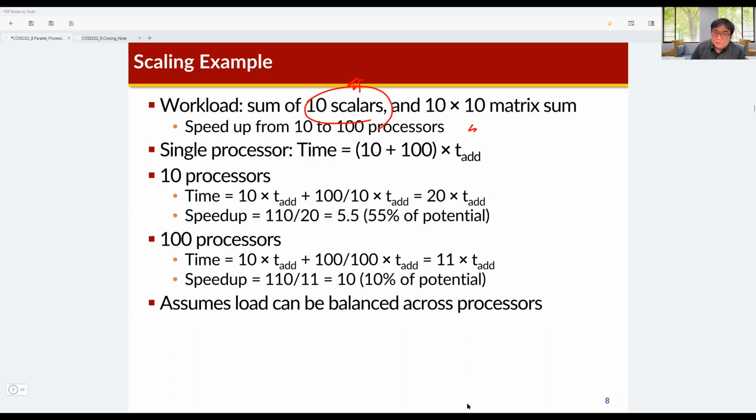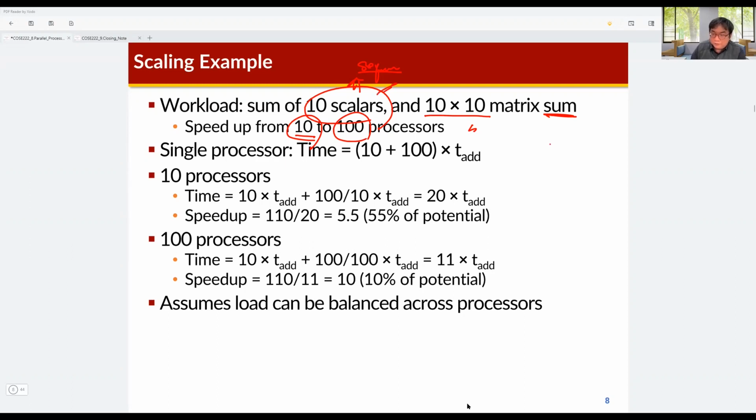So 10 scalar means that this is the sequential part, and then 10 by 10 matrix sum. It's a sum, not multiplication. And then let us assume that let's calculate the speed up of a 10 core system, a 10 core processor, and then 100 core processors. Okay.